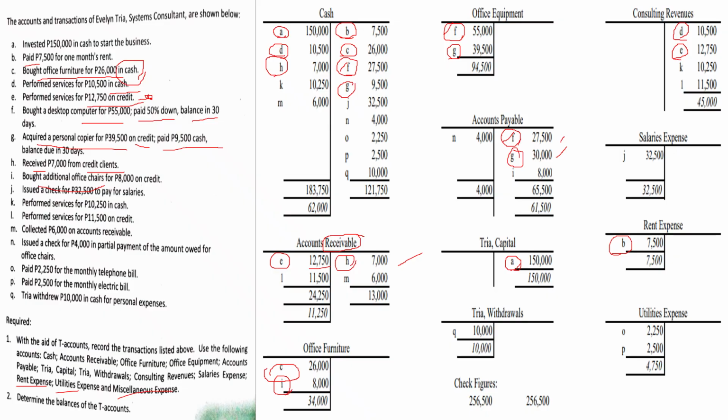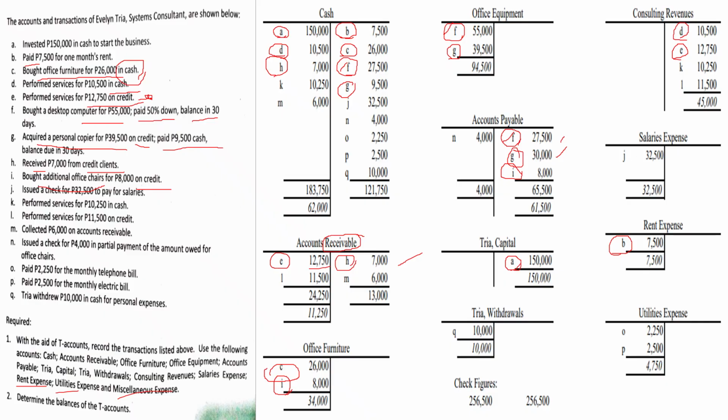Now, since we bought it on credit, utang, therefore our liability will also increase. Again, when a liability is increased, we credit it. So, on letter I, we credit 8,000 for accounts payable.